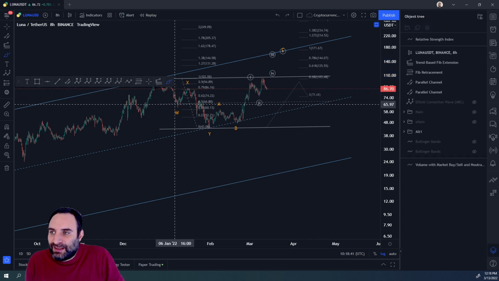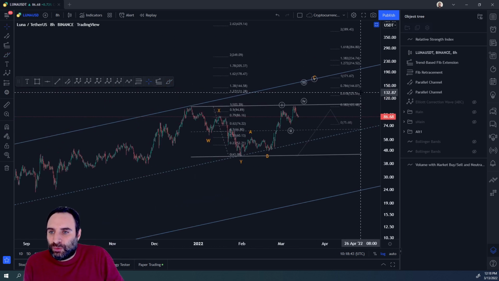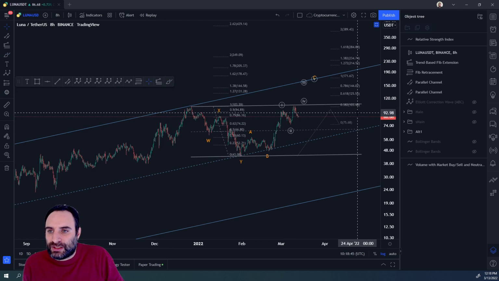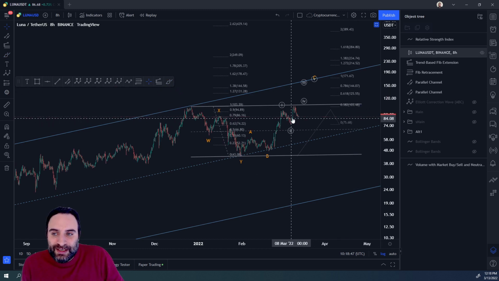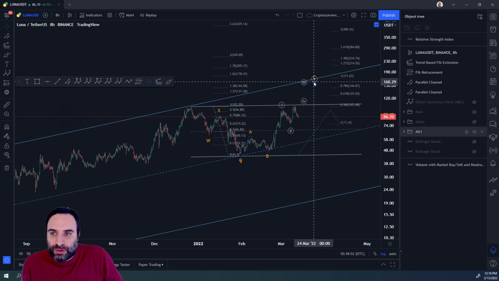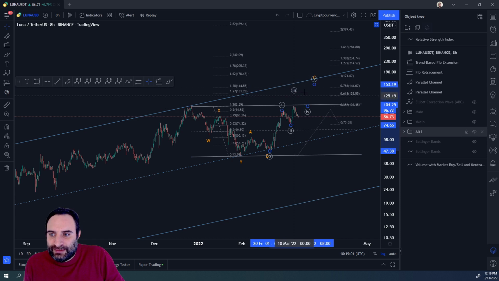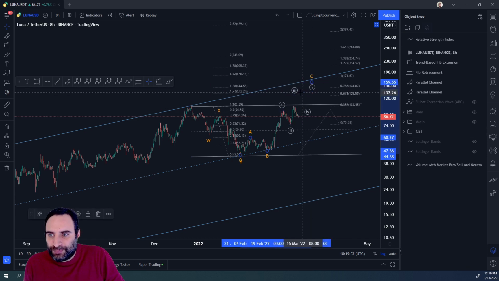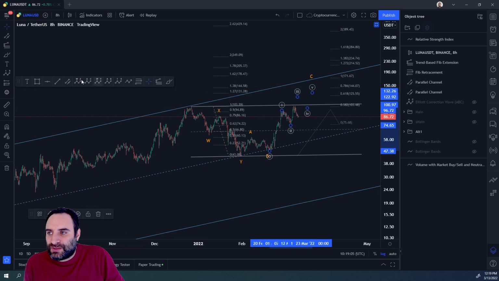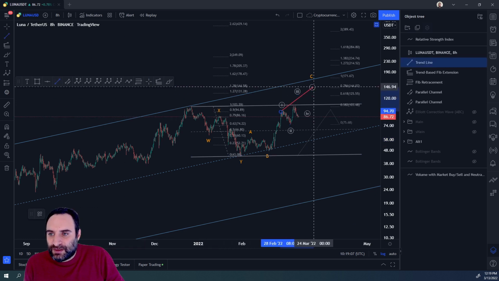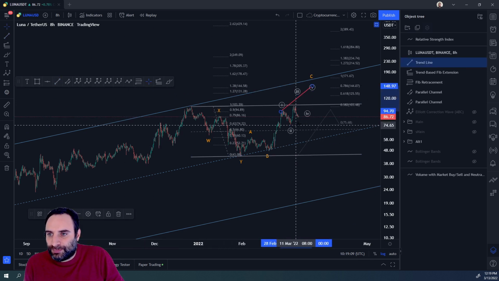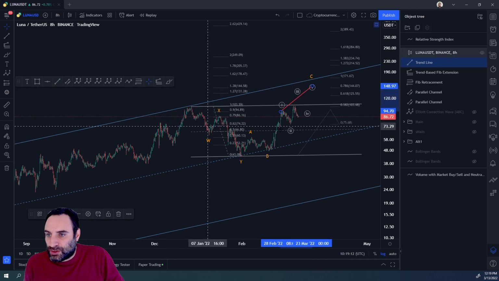But if that happened, then the chances of the 144 breaking are going to increase, unless it is an ending diagonal in C, because if that would be an impulse in wave C, then it would definitely end up above like 171. Okay, definitely above 171. So we have to go with an ending diagonal here in wave C. And this, of course, ending diagonal in wave C can still be seen in any of the scenarios that we're looking at. Okay, so just remember that.